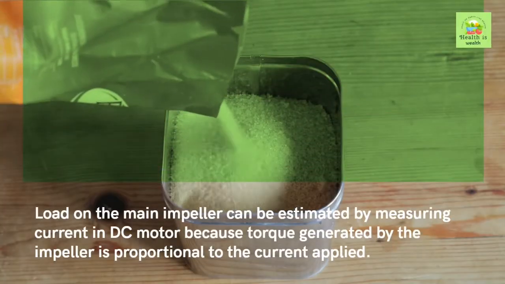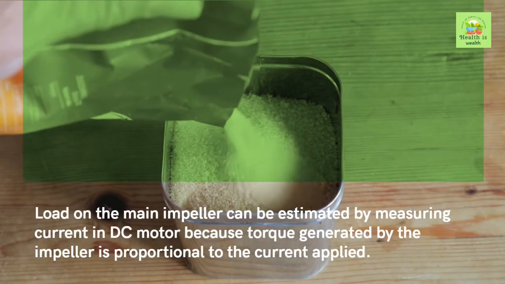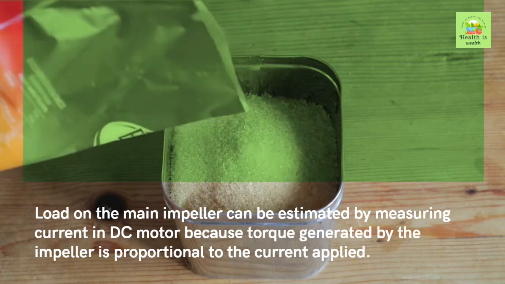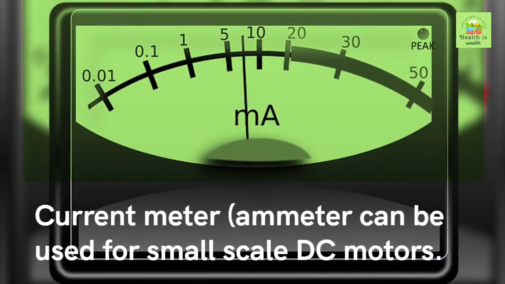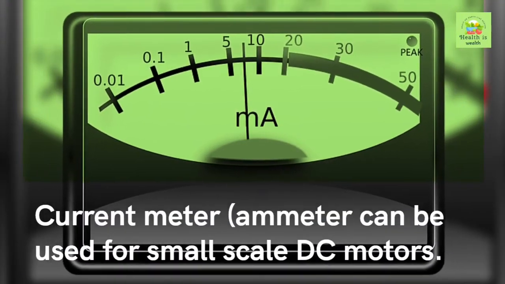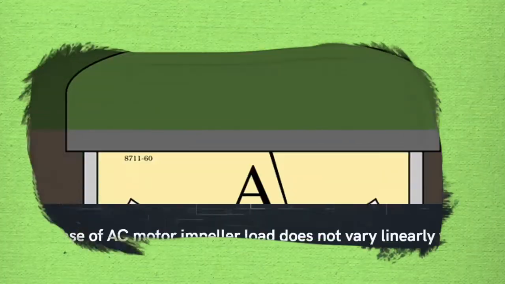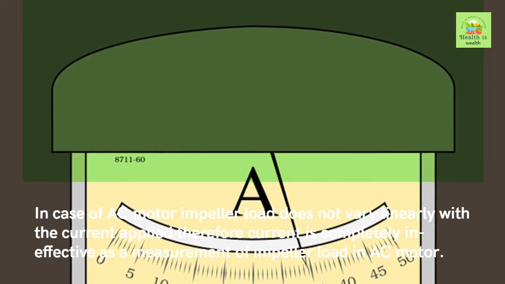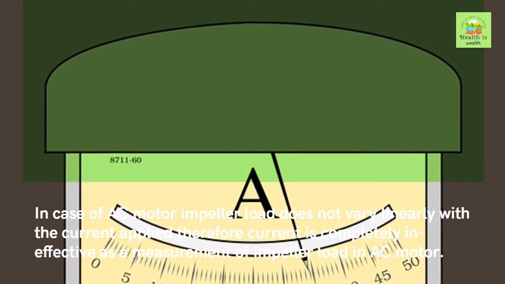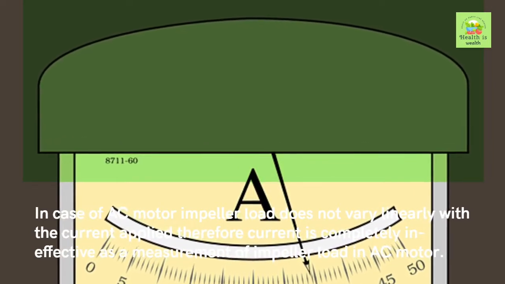Load on the main impeller can be estimated by measuring current in DC motor because torque generated by the impeller is proportional to the current applied. Current meter, ammeter, can be used for small-scale DC motors. In case of AC motor, impeller load does not vary linearly with the current applied, therefore current is completely ineffective as a measurement of impeller load in AC motor.